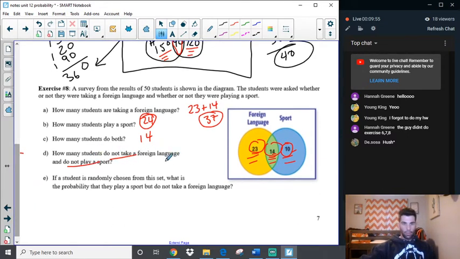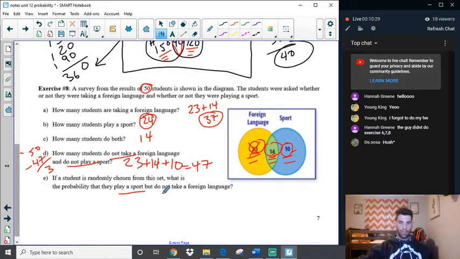How many students do not take a foreign language or play a sport? So we're taking out these people here, and you're left with this here. So you take again that 23, that 14, and that 10, you're going to be at 47. So how many are left? Well, there's a total, they said here, of 50, so 50 minus 47, and there are going to be 3 people that are in neither. And then the last one: if a student is randomly chosen from the set, what is the probability that they play a sport but do not take a foreign language? So then that's going to be your 10 out of your 50, or your 1 out of 5.